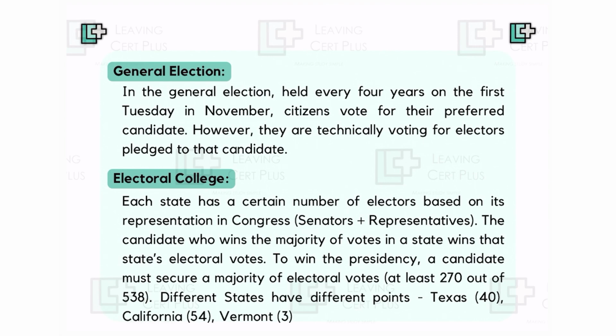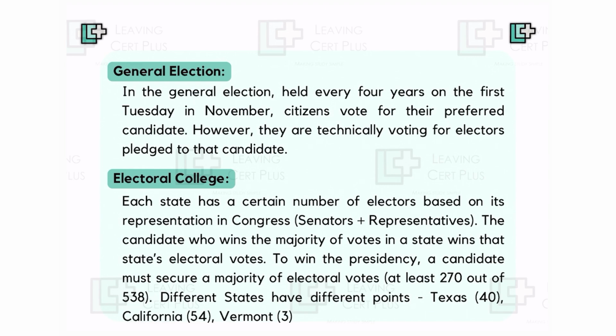To win the presidency, you've got to hit 270. That's the magic number. There are 538 in total, which is your 100 senators and then your 438 House of Representative members. Different states have different points as well, so winning certain states can win you more points than other states.